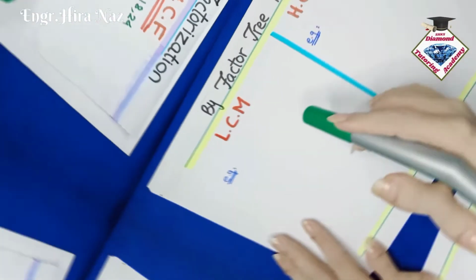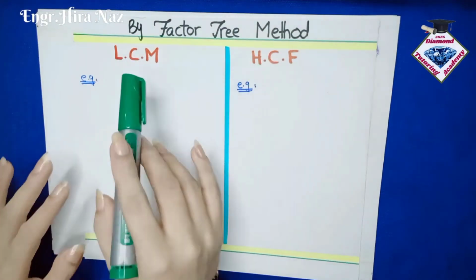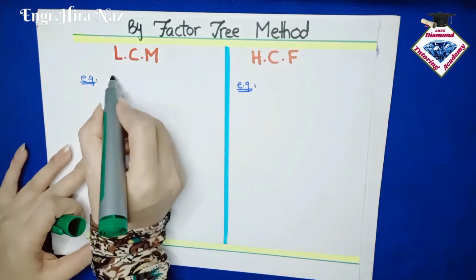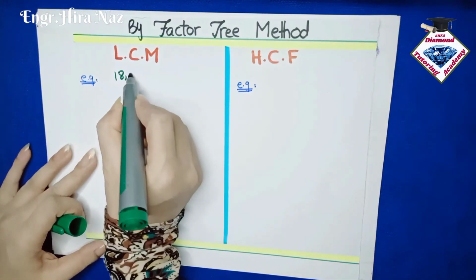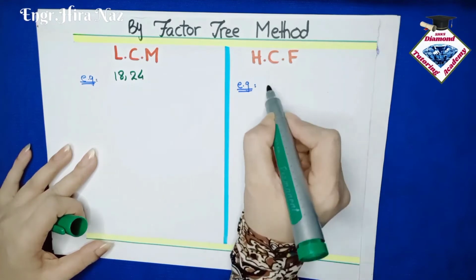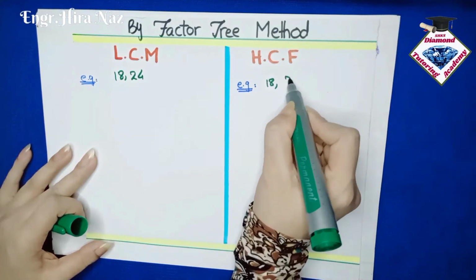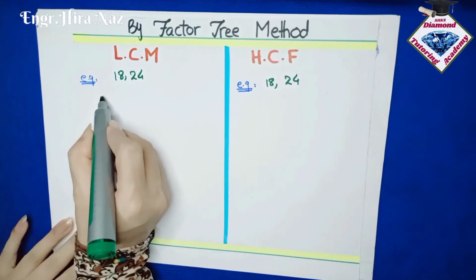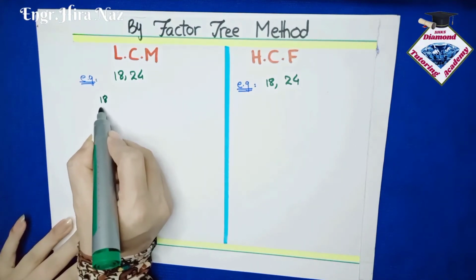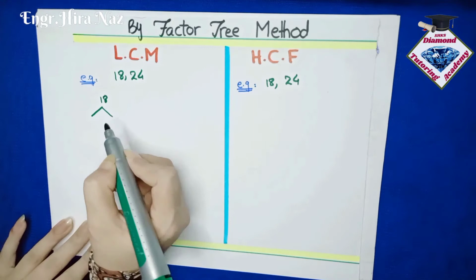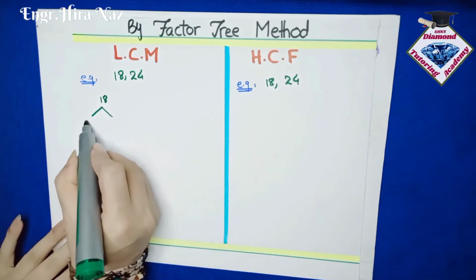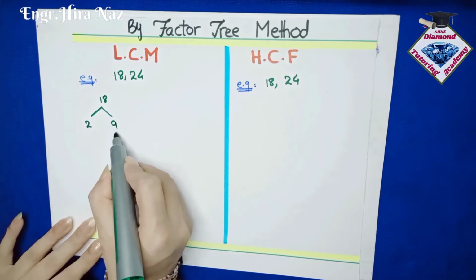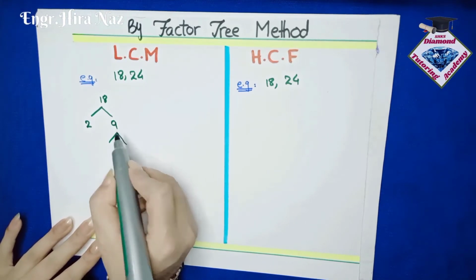Understand? Let us discuss the factor tree method to find LCM and HCF. Let's suppose we have 18 and 24 again in both cases. So what you have to do is write here 18, your first number, and divide this by prime numbers. So 2 times 9 is 18, and 2 is not further divisible. 9 is odd.